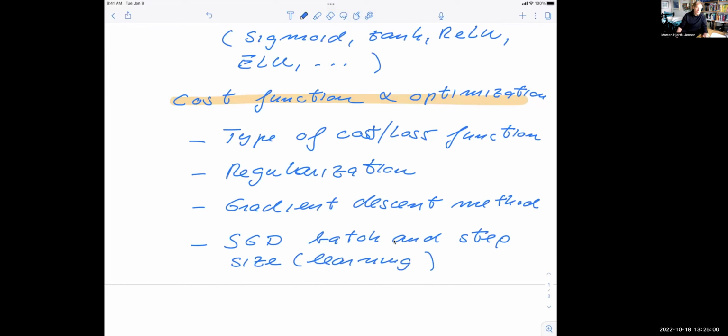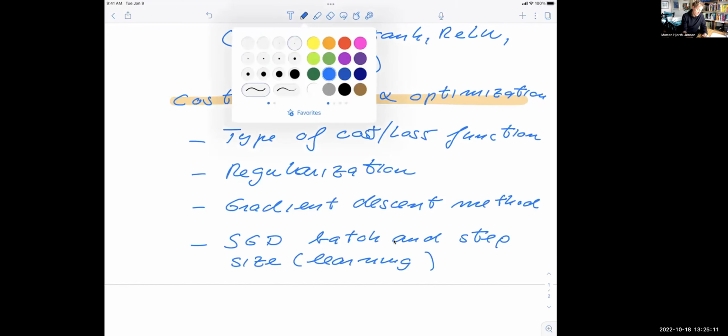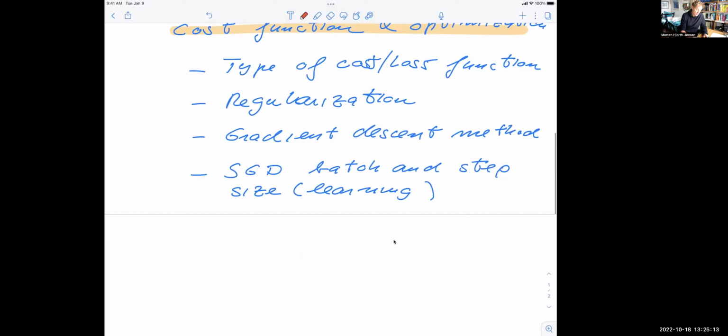Now, this part, which we call cost function and optimization, we could think of in general terms as the optimization choices. So if you want to label this with a common denominator, we could call this optimization choices.